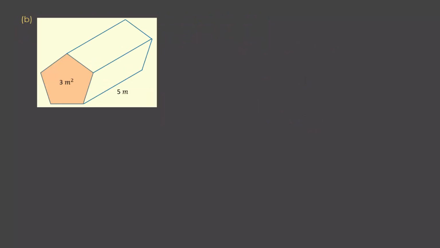Now, I put this example in especially because they've given us the area of the end, and this sometimes confuses students. But remember, for a prism, it's the cross-sectional area times the length. And they've just given us the cross-sectional area here. They've said that it's 3. The length is 5. We've got no unit conversions to do because this is in square meters and this is in meters. And so it's 15 cubic meters.